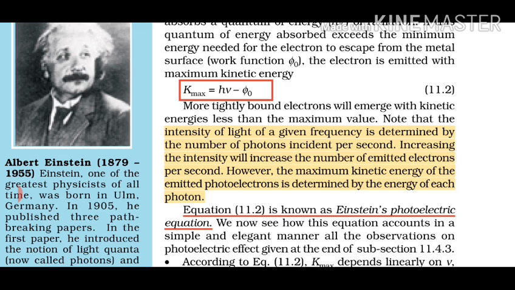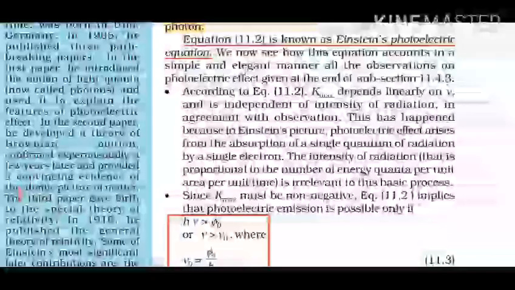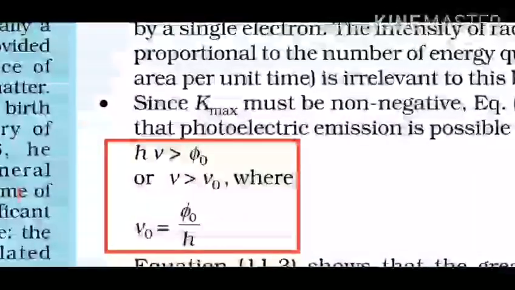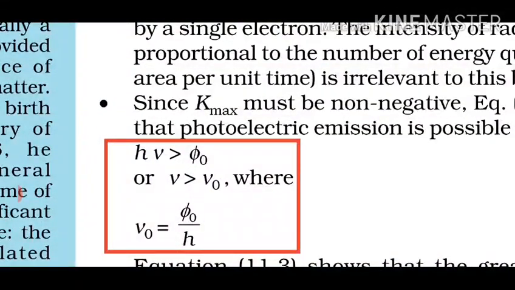And what is phi naught? Work function. Work is energy, so phi naught can be written as h nu naught. So h nu must be greater than phi naught, and phi naught can be written as h nu naught. h and h will get cancelled out, meaning nu must be greater than nu naught. We have already seen that the supplied frequency must be greater than threshold frequency, right?